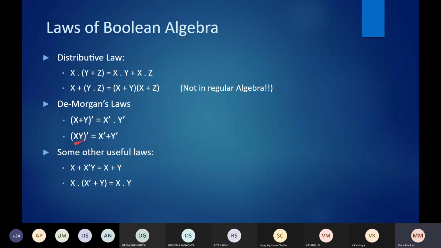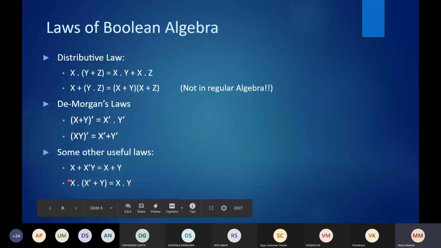Now here are some other useful laws which follow the principle of distributive laws, like x plus x dash y is equal to x plus y. If you use the second distributive law, you can verify this expression. Next is x into (x dash plus y) is equal to xy. Obviously, x multiplied with its inverse would be 0, and x into y. So finally, you'll get xy.